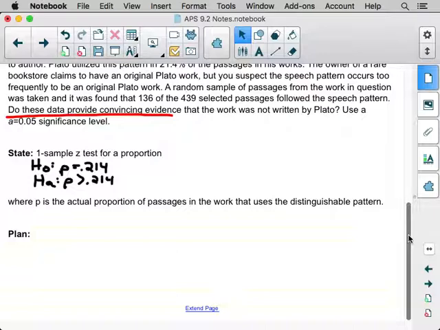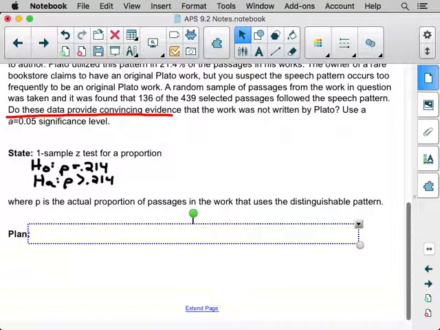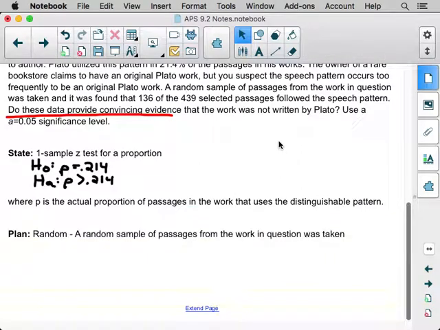All right, plan step. So in the plan step, we talk about our conditions. What's our first condition? The easiest one? Random. Did it say? Yep, random sample of passages. So again, that one is super nice and easy. Just remind them that they told you that it is random.